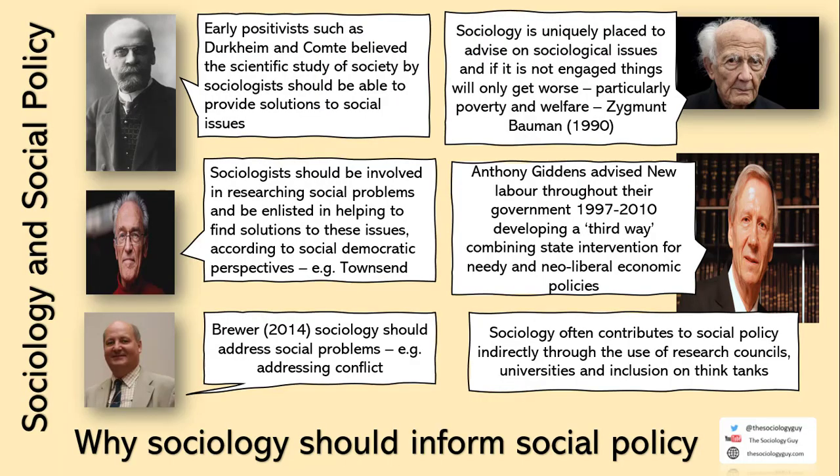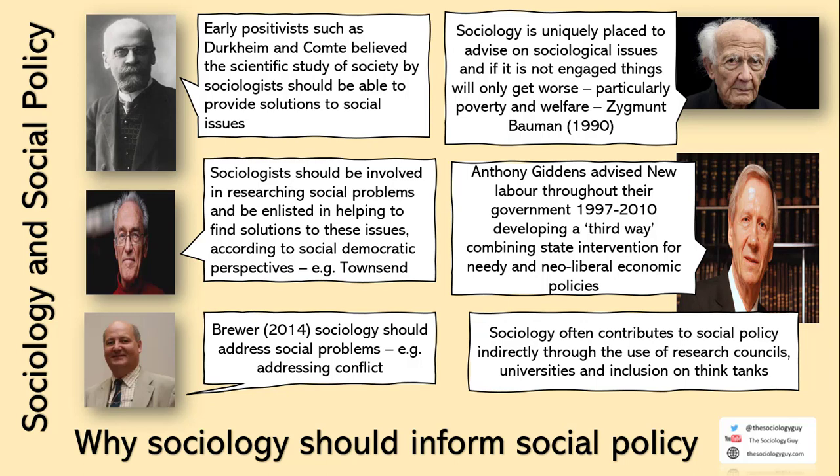Let's look at our second question. Our second question was a little bit more difficult. It talked about ways in which sociology should inform social policy. Now, there's a range of different thinkers who've been involved in social policy or had very strong ideas on why sociology should inform social policy. If we start with the earliest, which is the likes of Durkheim and Comte, the early positivists believed that by studying society scientifically, sociology could provide solutions to social issues.